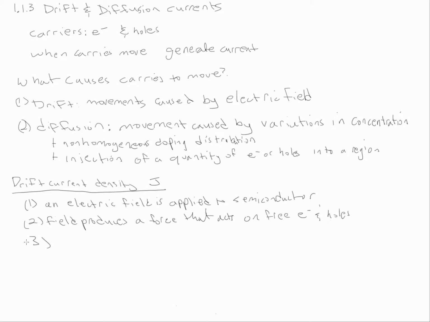And then third, the free carriers, the electrons and holes, experience net drift velocity and net movement. So we have free carriers, we apply an electric field to them, and they move, and they generate the drift current.